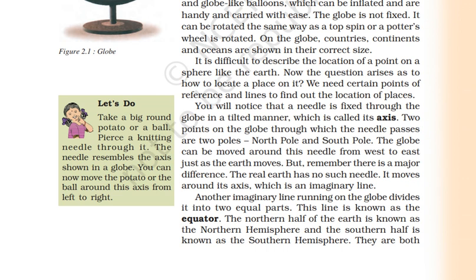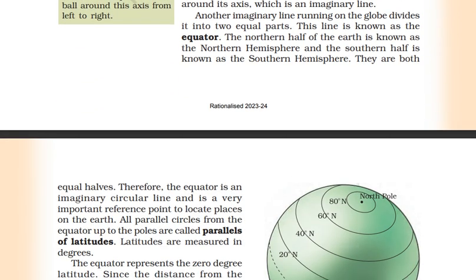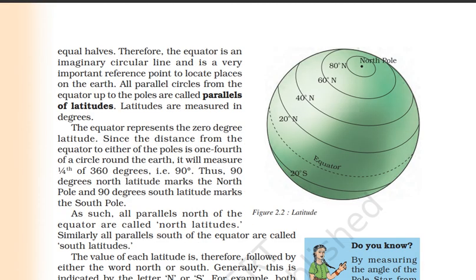Another imaginary line running on the globe divides it into two equal parts. This line is known as the equator. The northern half of the Earth is known as the Northern Hemisphere, and the southern half is known as the Southern Hemisphere. They are both equal halves. Therefore, the equator is an imaginary circular line and is a very important reference point to locate places on the Earth. All parallel circles from the equator up to the poles are called parallels of latitudes.